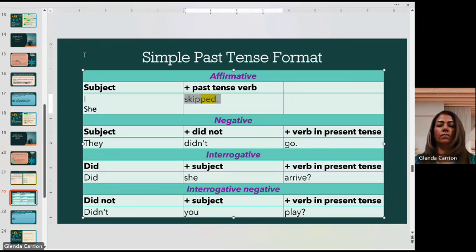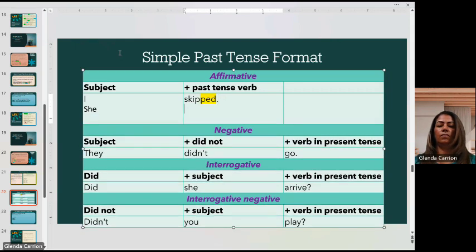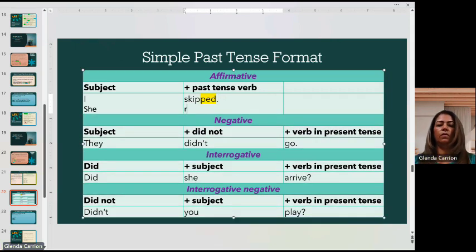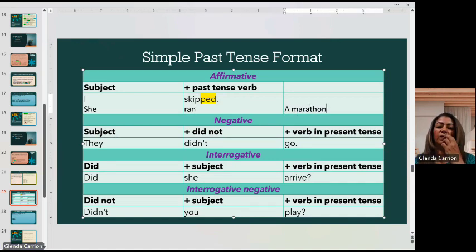Another example could be: she ran a marathon, right?